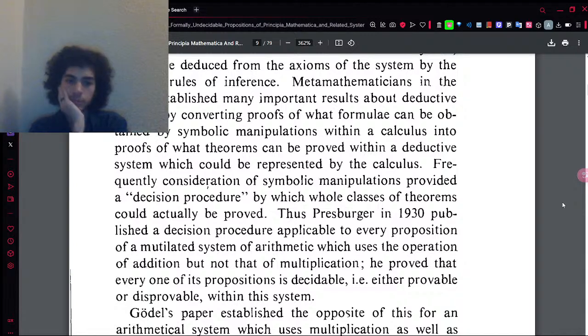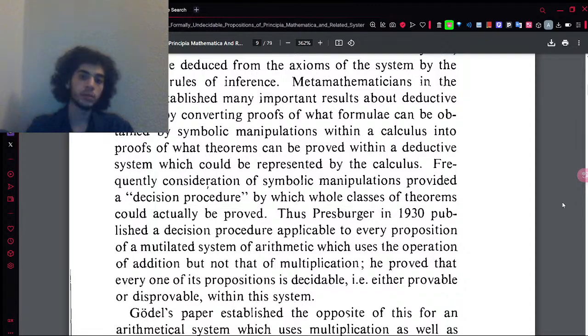Yes, this method of proof opens up whole classes of different theorems that perhaps wouldn't be able to be proven through other ways.